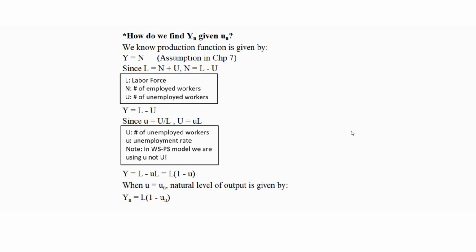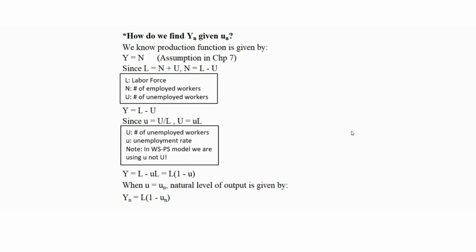Now, the idea is this. We know that Y is in terms of N. So we want to now get Y in terms of small u, the unemployment rate, so that when we plug in u equals UN, we'll get Y equals YN. So how are we going to do that? We know that the labor force is made up of the number of employed workers N plus the number of unemployed workers U. So we can write N in terms of L and U. So we can basically write Y equals N equals L minus U.